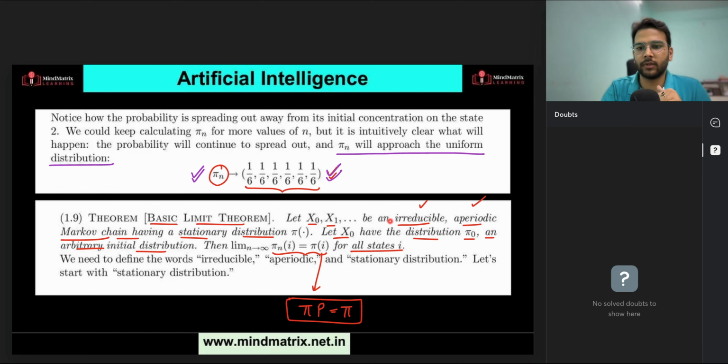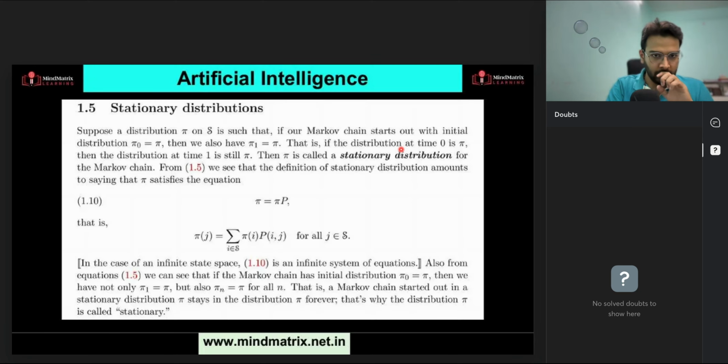Okay, great. So they have also talked about the stationary distribution that I told you just now. Again, the same thing is mentioned over here. I would suggest you give it a read, at least after the class. Not now, after the class. The same thing is mentioned over here, nothing different.